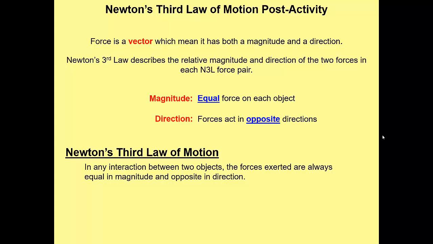A couple things about that statement. Note that it starts out by saying, in one interaction, between two things. And it says that the forces are always equal and opposite. In any interaction, always equal in magnitude and opposite in direction. There are no exceptions here.